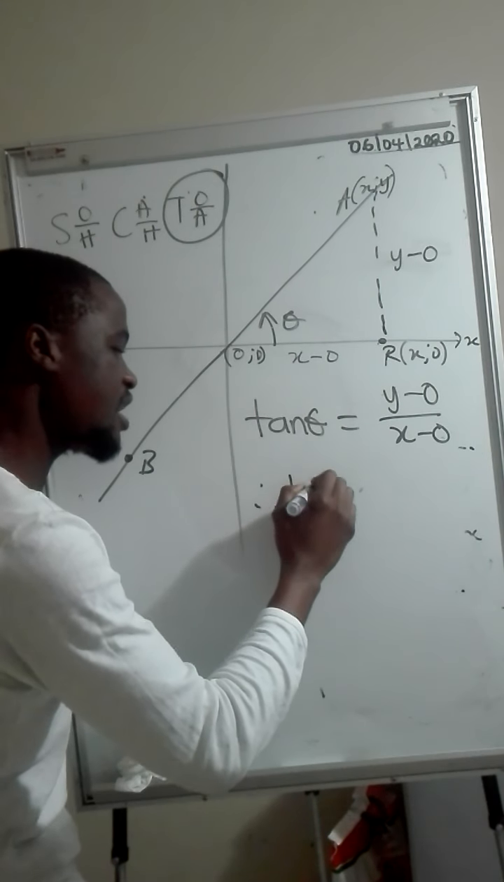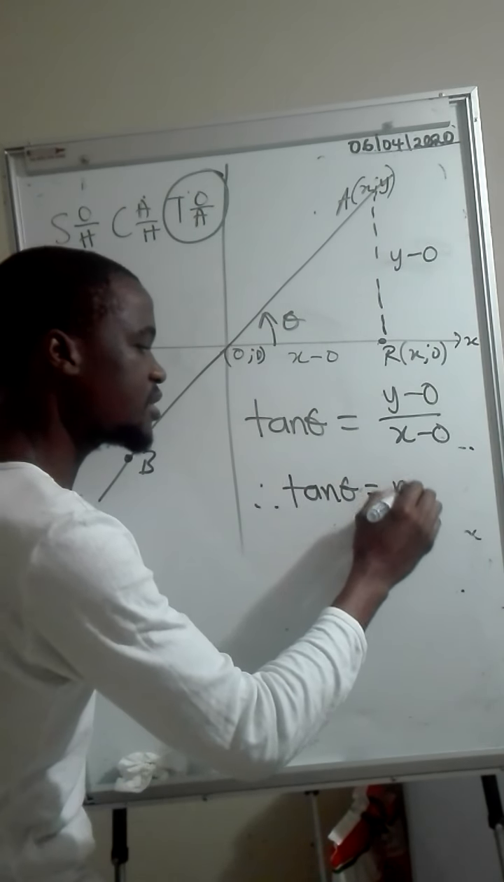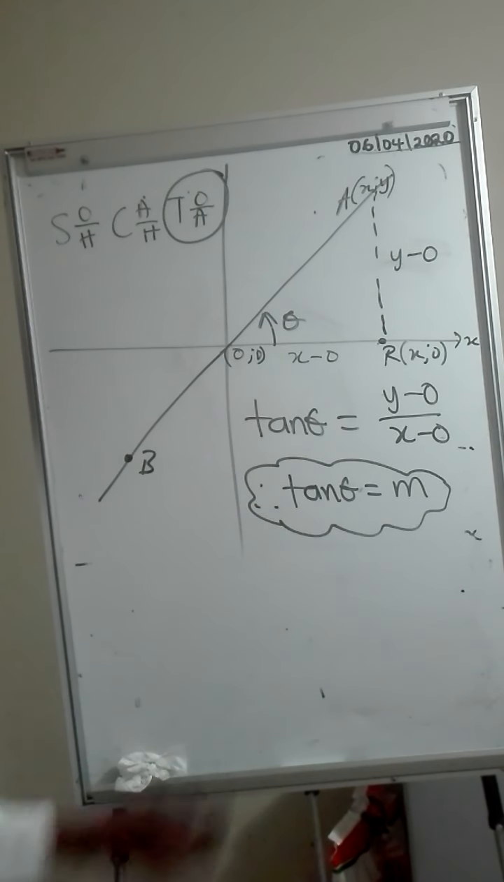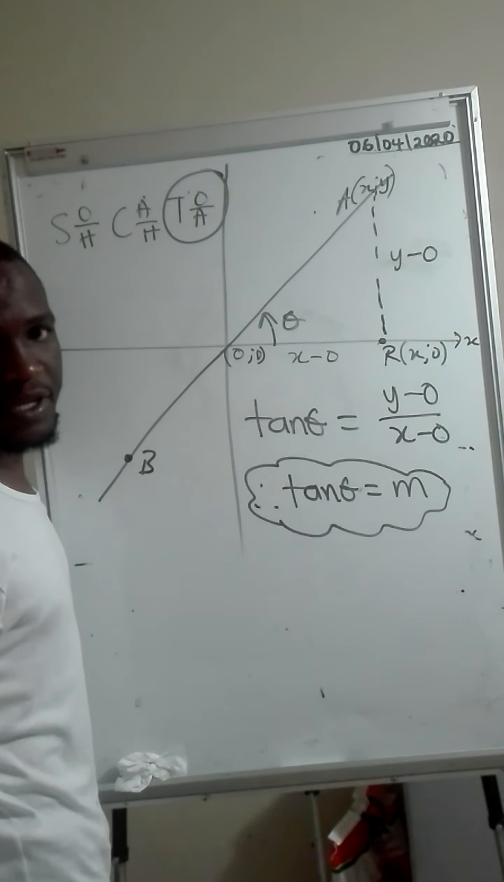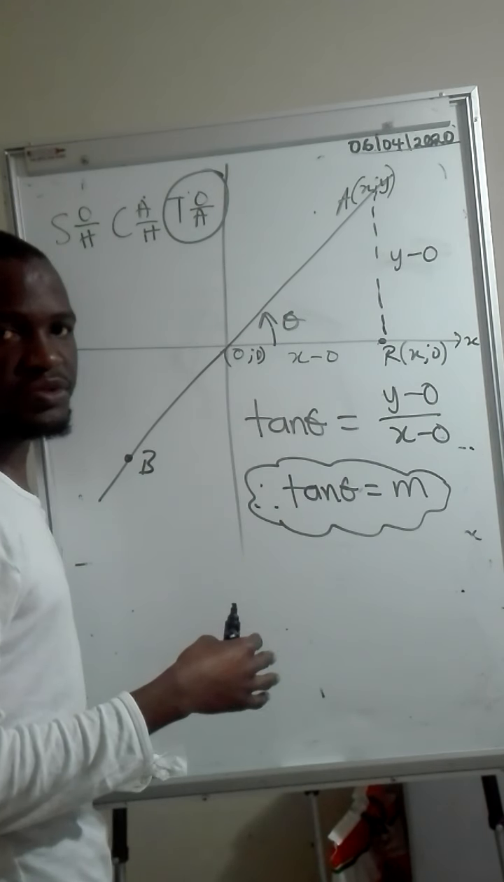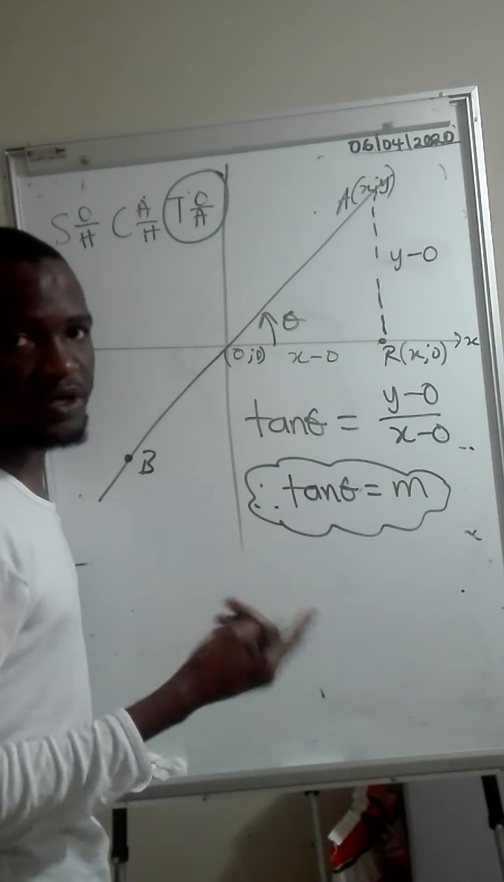So this is the same as the gradient. Therefore we say tan theta is equal to our gradient. So this is the formula that we always use to calculate our angle of inclination. Then now I'll tell you what you do if the gradient is positive, and if the gradient is negative, what do you do?